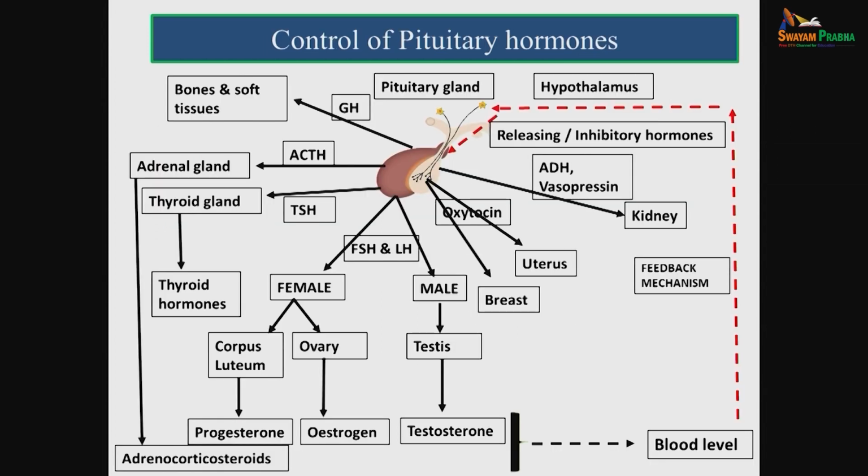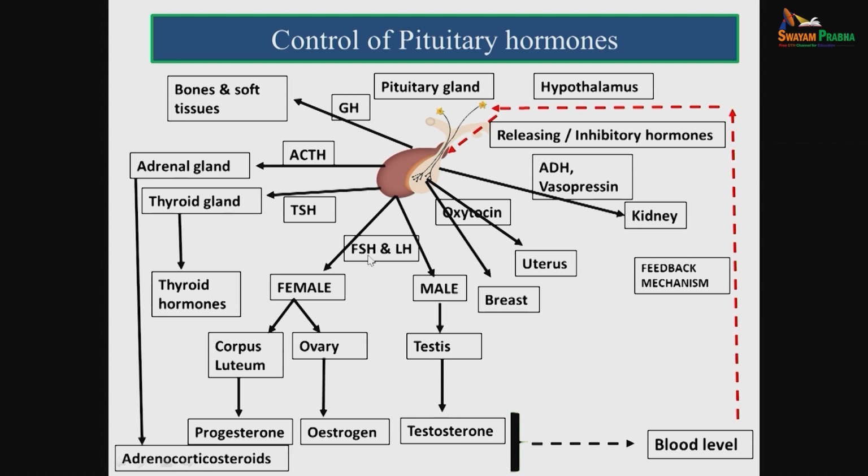Coming to the control of the pituitary gland, the hypothalamus secretes releasing and inhibitory hormones which control the secretion of hormones from the pituitary gland. The anterior pituitary secretes growth hormone, which acts on the bones and the soft tissues. The adrenocorticotropic hormone acts on the adrenal gland, which in turn regulates the secretion of adrenocorticosteroids. The thyroid stimulating hormone acts on the thyroid gland to regulate the thyroid hormones.